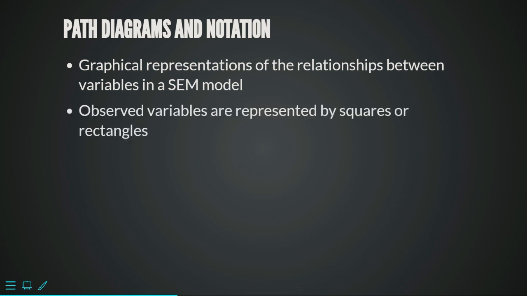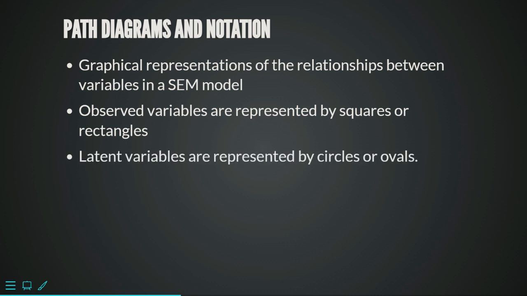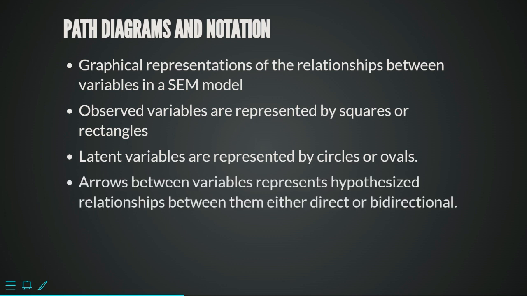Observed variables are usually represented by squares. Just like you saw earlier on, observed variables are represented by squares or rectangles, while latent variables are represented by circles or ovals. So latent variables are usually represented by circles or ovals to indicate that this is a latent variable, while if you see a square or rectangle, you know that this is an observed variable. And also the arrows between variables represent hypothesized relationships between them, either direct or bidirectional. So a relationship can either be direct or bidirectional.